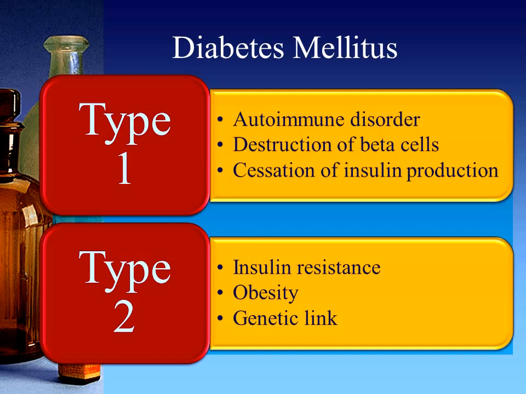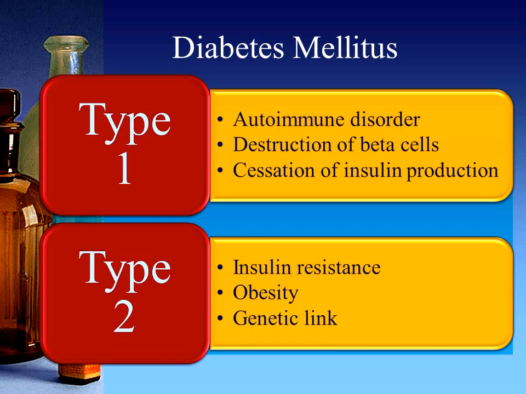Now type 2 is a little different. We're not really always sure of the cause of type 2 diabetes, but we know that it's characterized by the failure of target tissues to respond to insulin. And when we're saying target tissues, we're talking about skeletal muscle, liver, and adipose tissue. So the tissues are unable to respond to insulin, and you're getting insulin resistance.